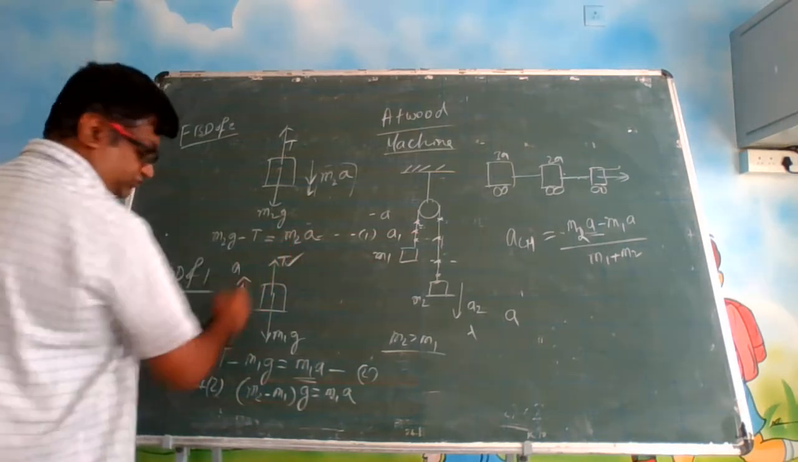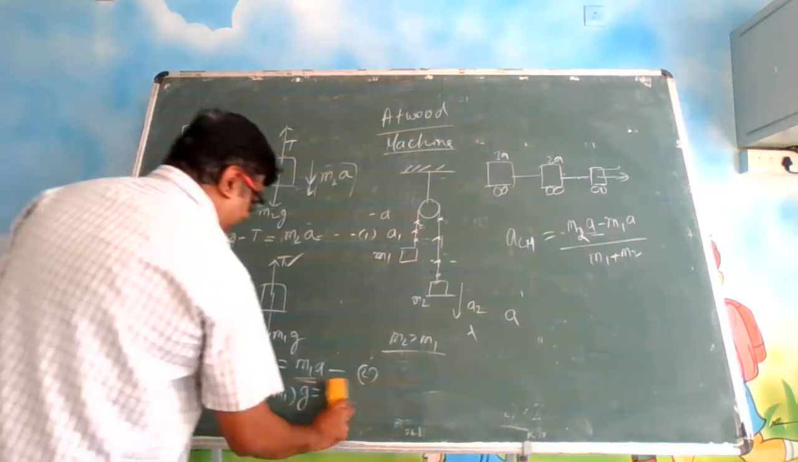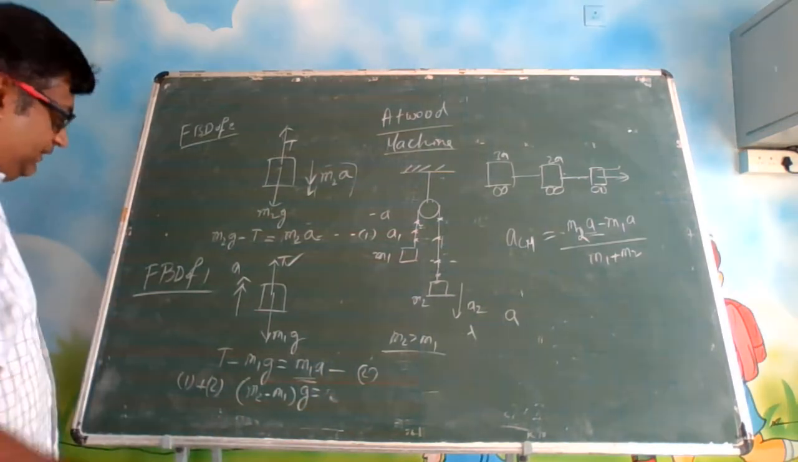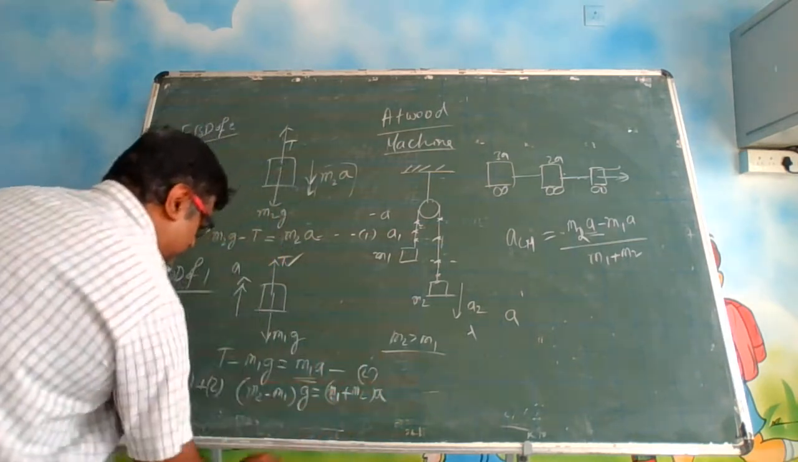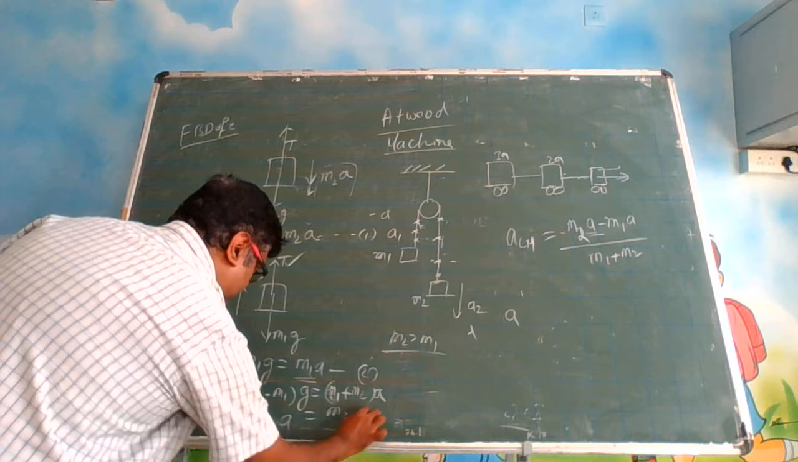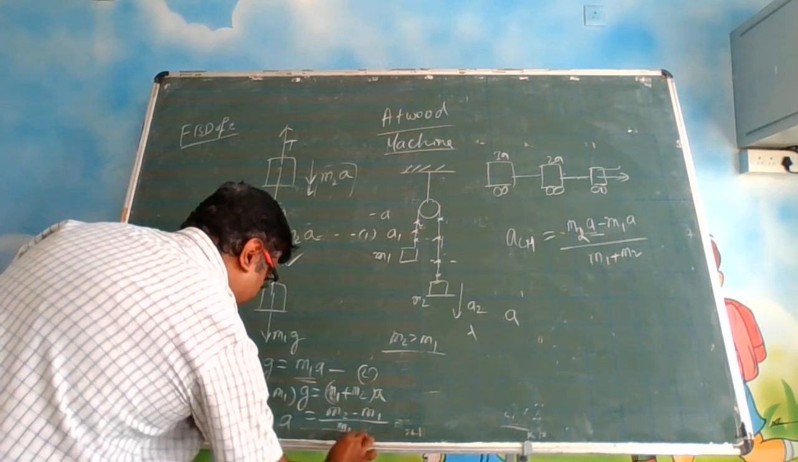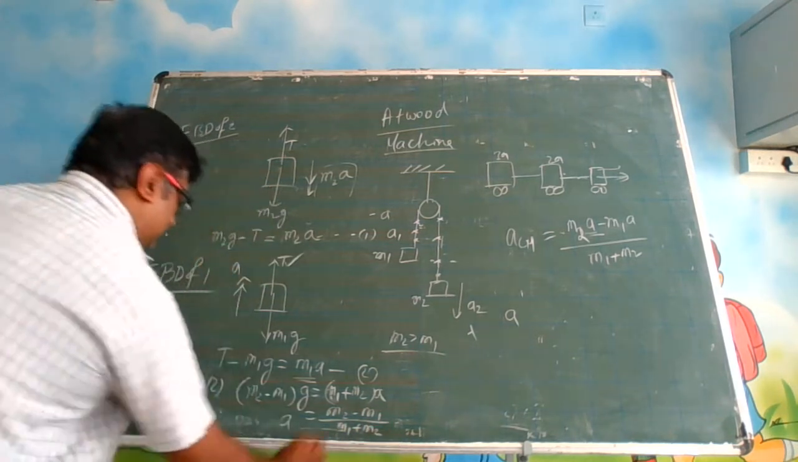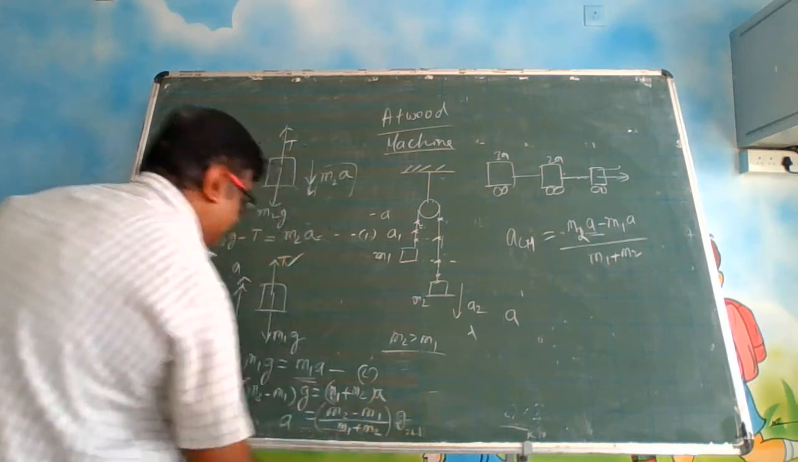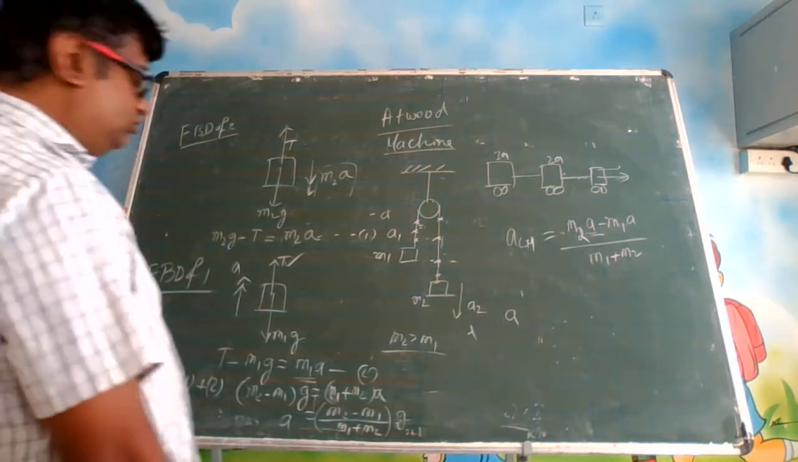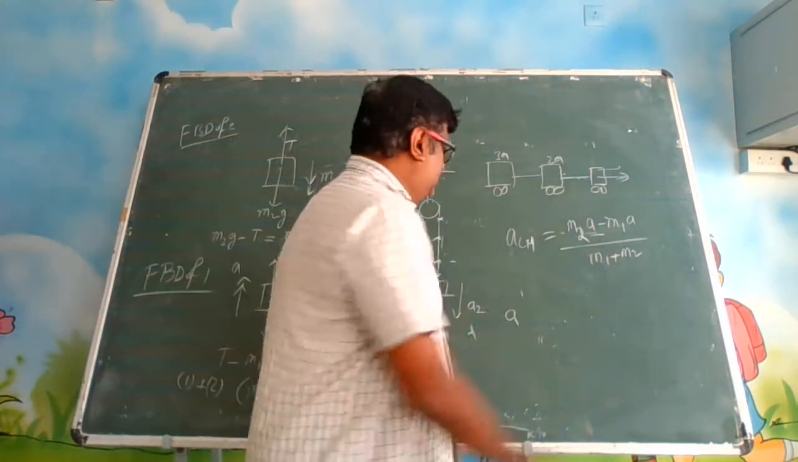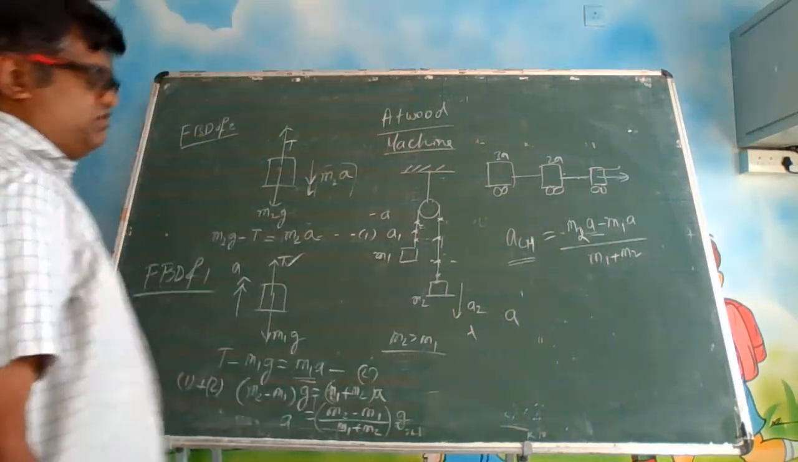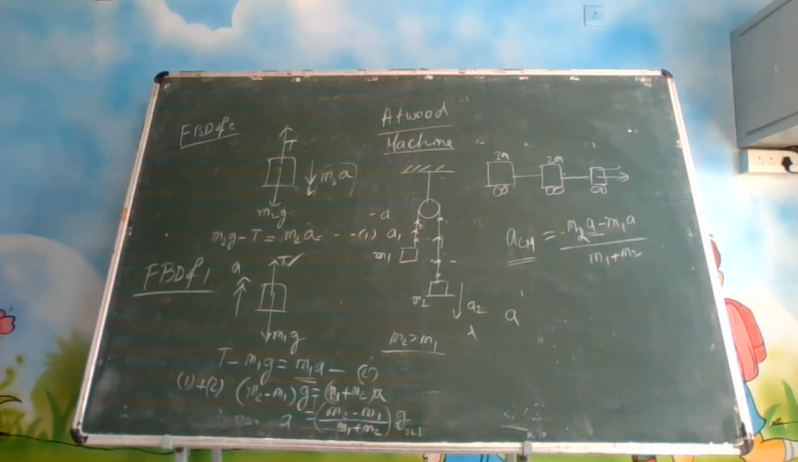Sorry, we need to add this also, no? So it will be M1 plus M2 A. So what is A now? It is M2 minus M1 divided by M1 plus M2 multiplied by G. Remember this equation, it is very, very useful. Alright? Once you got the value of A, you can put it over here, you can find the acceleration of center of mass. Take a screenshot and we'll do a small numerical to close this.